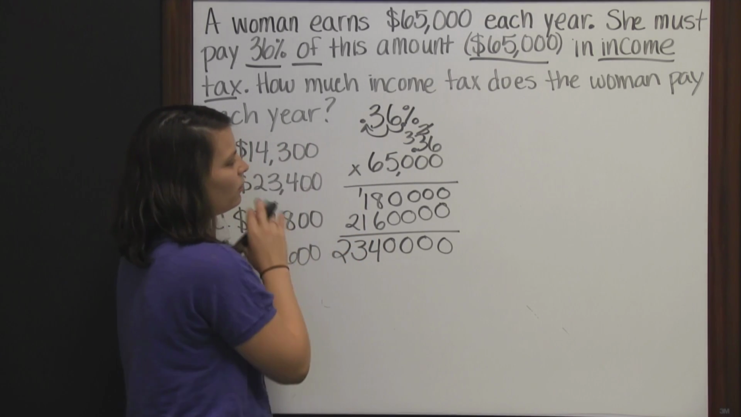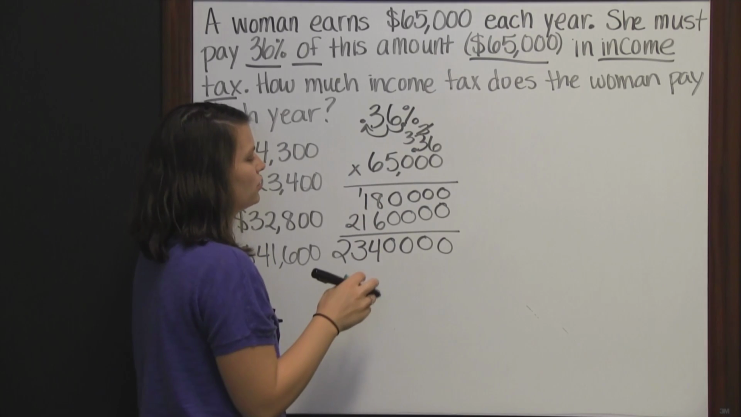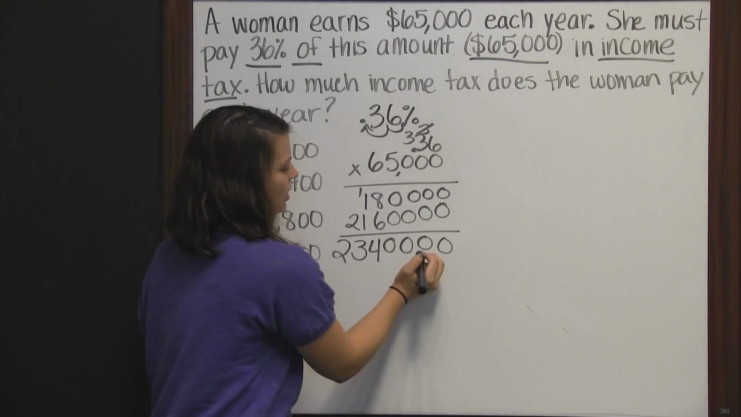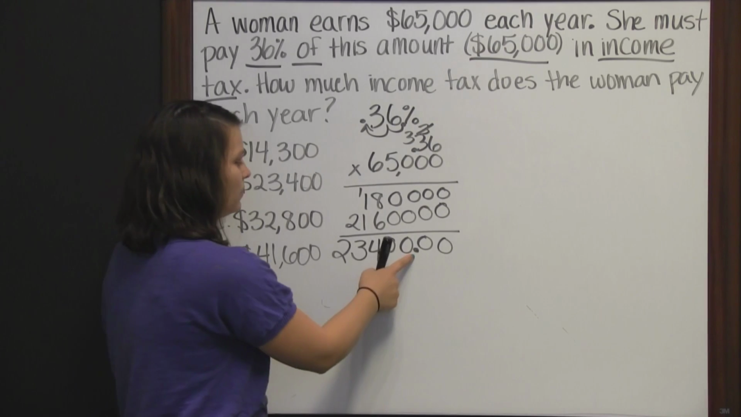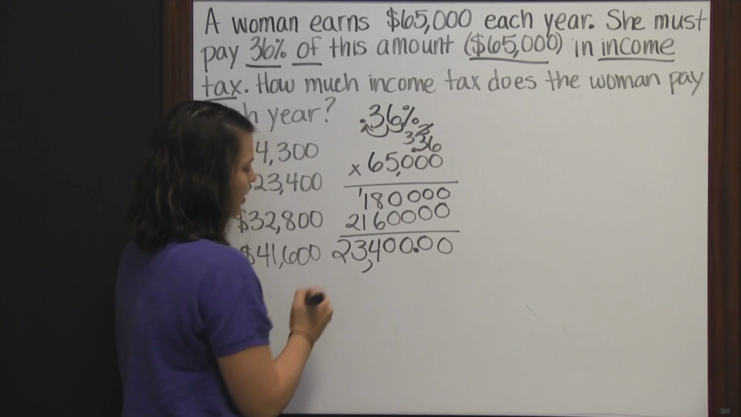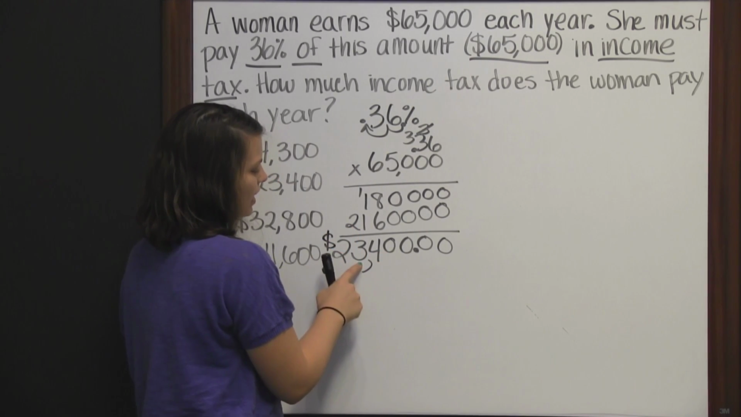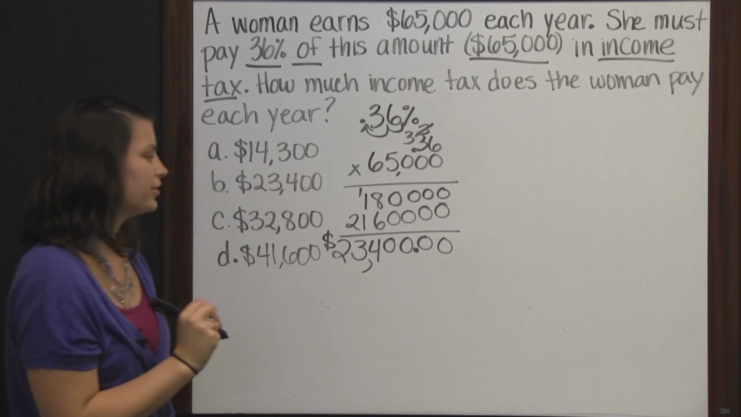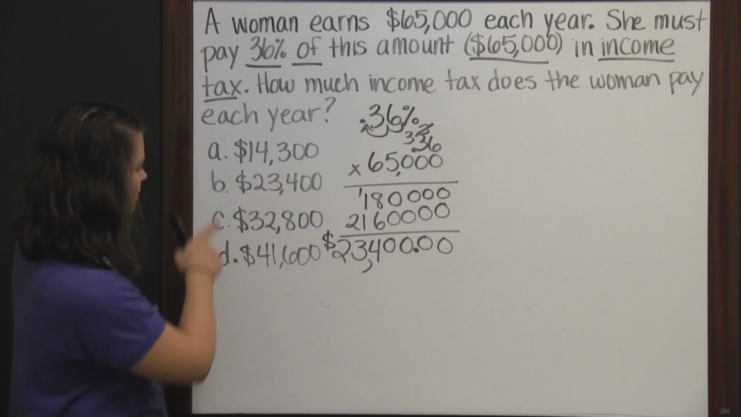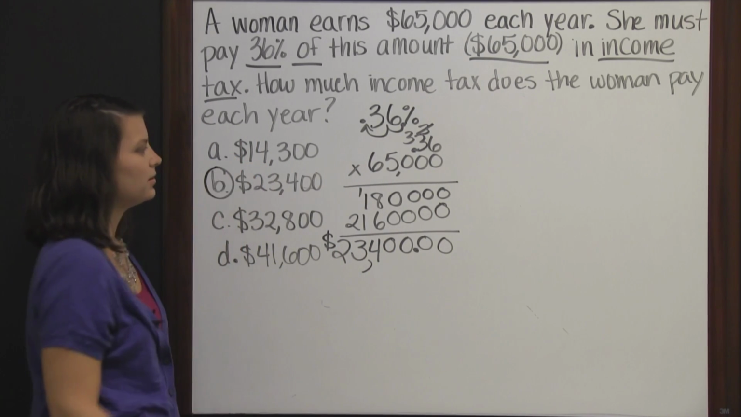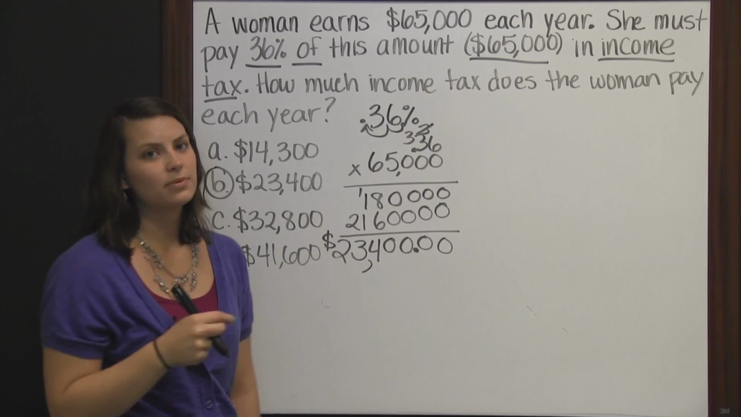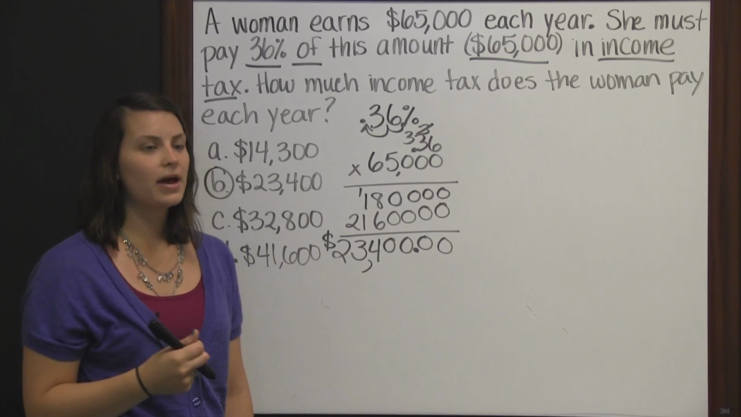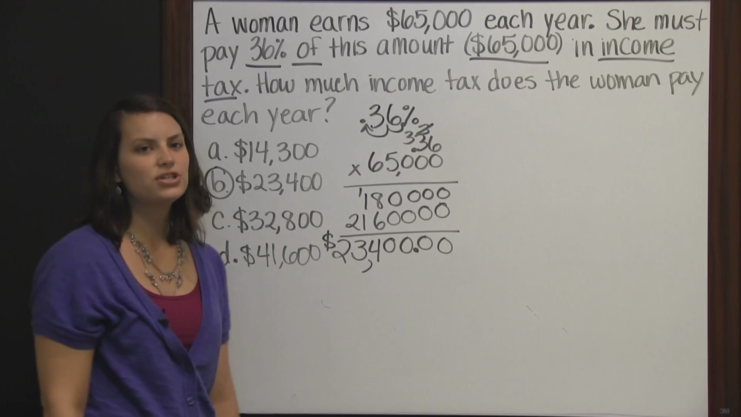Now if we look back at what we multiplied together, we have 2 numbers behind the decimal. So we should have 2 numbers behind the decimal in our answer. And then we count 3 over, and there's our comma. So $23,400 in income tax, which is answer choice B. So again, that word of means to multiply. But before you multiply by a percent, you need to change it to a decimal.